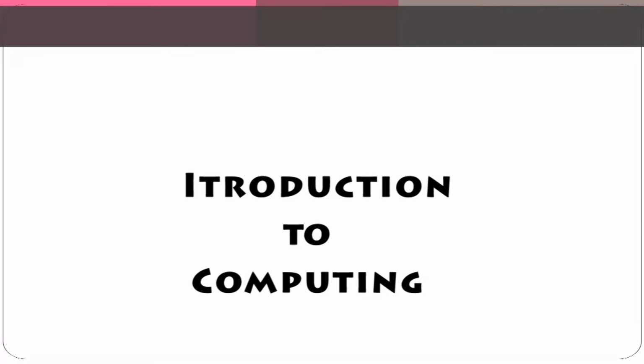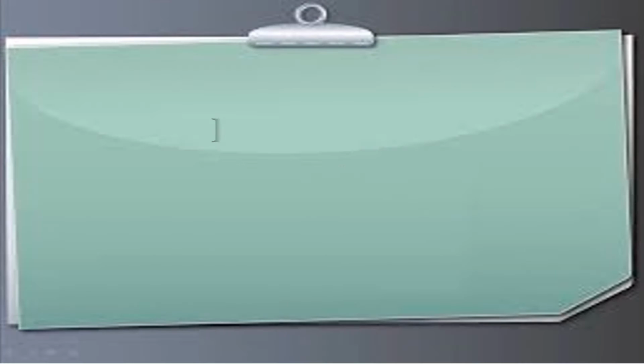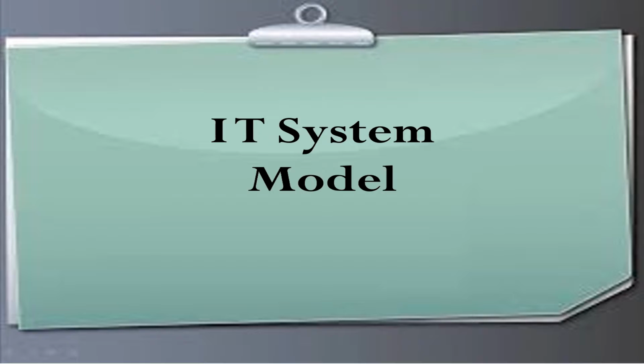Hello learners. After understanding information technology, let's move on towards understanding the basic processing of an IT system model and its resources. An IT system model is a model in which a computer and its components are used to retrieve, store, or transmit the information to complete a task.